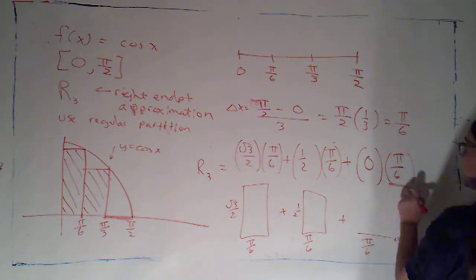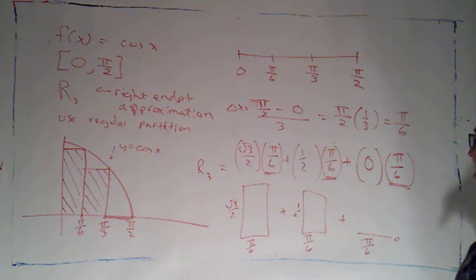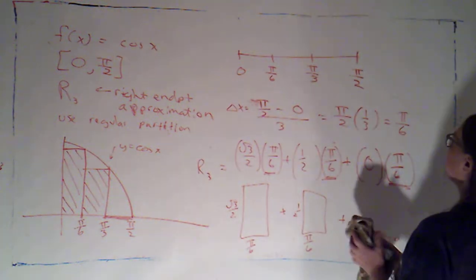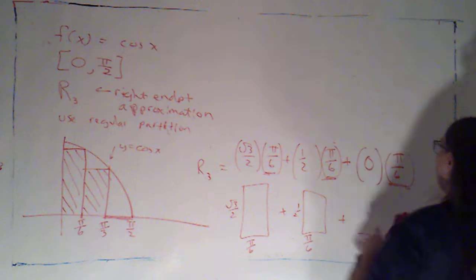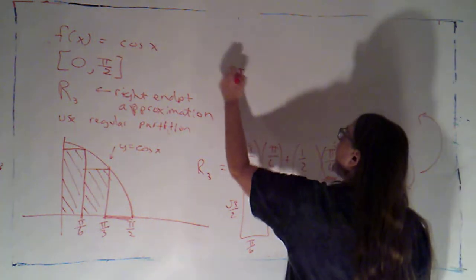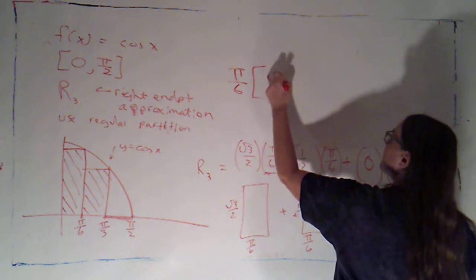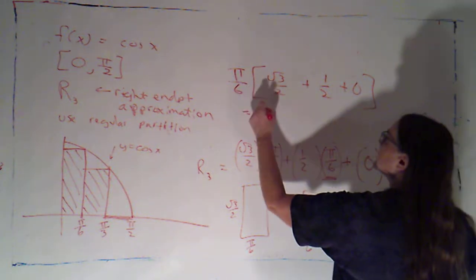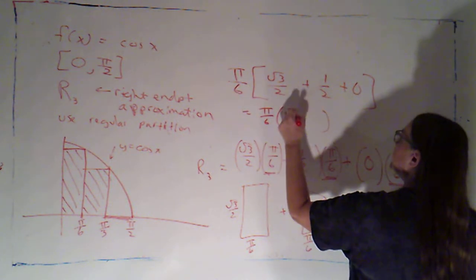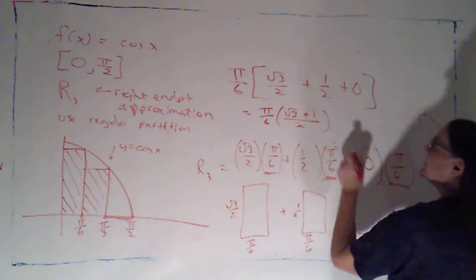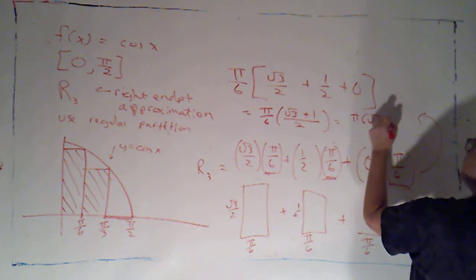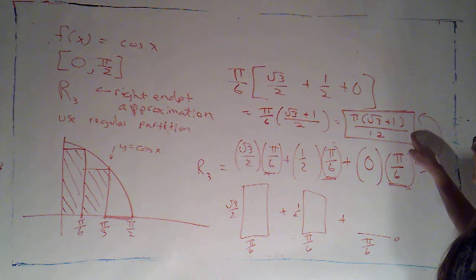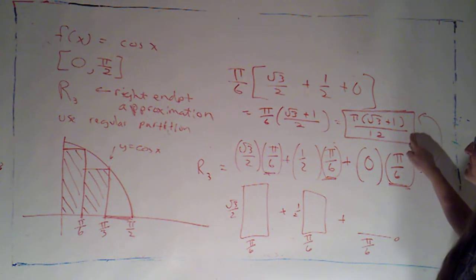Just like last time, because we used a regular partition, I can go ahead if I want and factor out that common base. Let me clear a little bit of space up here. So that's going to give me pi over 6 times the sum of the heights, root 3 over 2 plus 1/2 plus 0. So that's going to be pi over 6 times root 3 plus 1 all over 2. I'm just going to leave that as pi times root 3 plus 1 over 12. That would be my right endpoint approximation for this particular function.